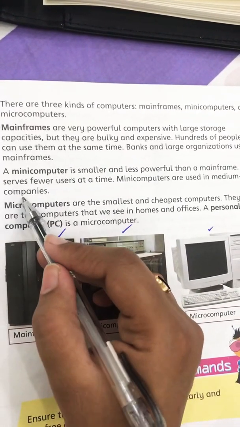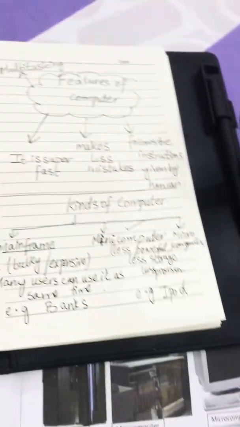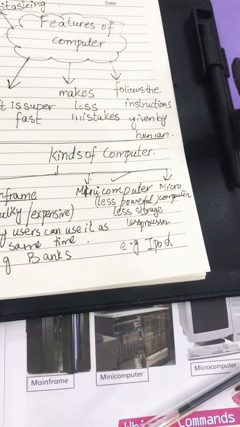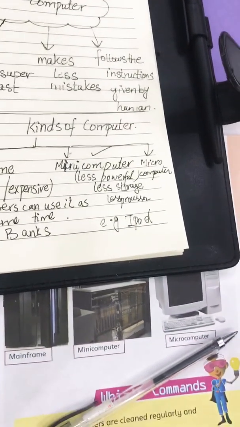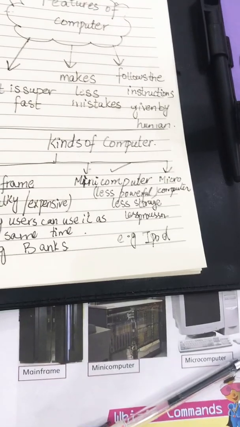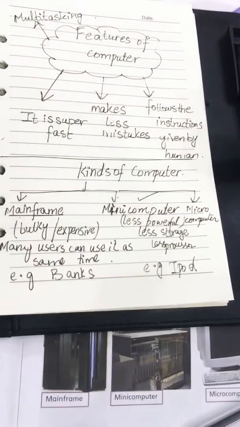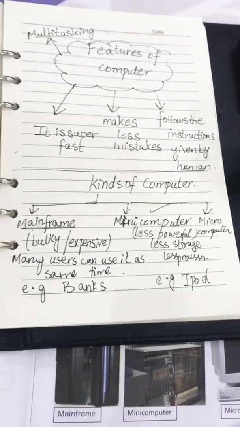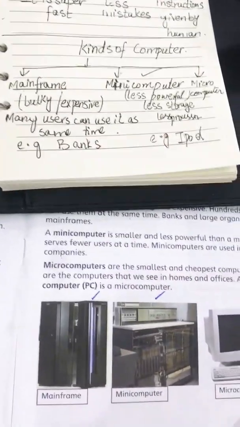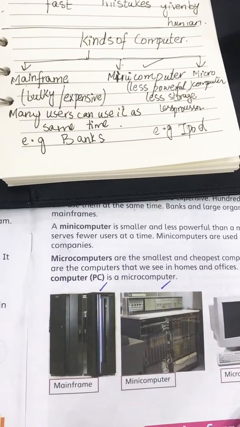And next we have the microcomputer. Microcomputer is the computer that we are using these days in our homes, in our computer labs, at our offices. It includes various forms. You can say the laptop, you can say the desktop. So it's smaller in size, it's very helpful. Plus it also has storage capacity.